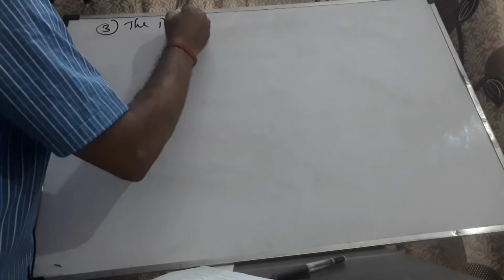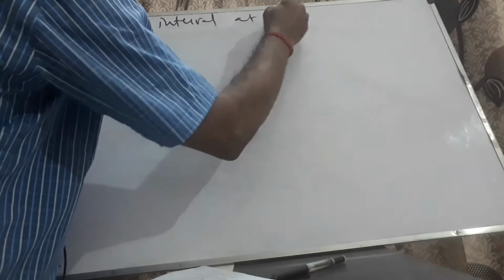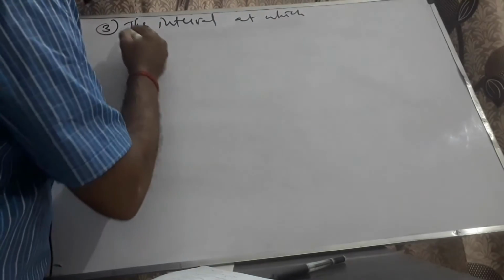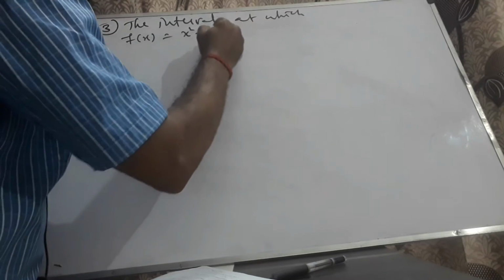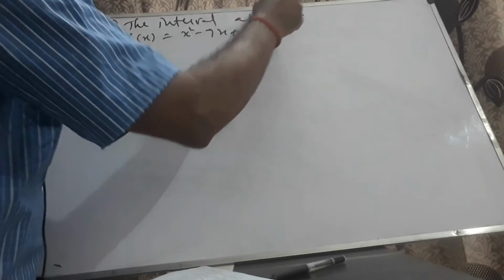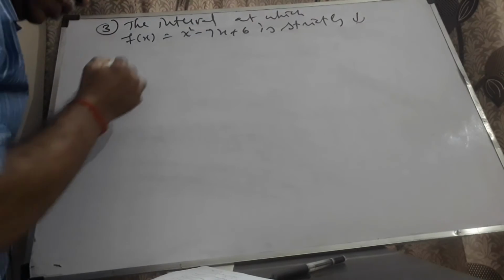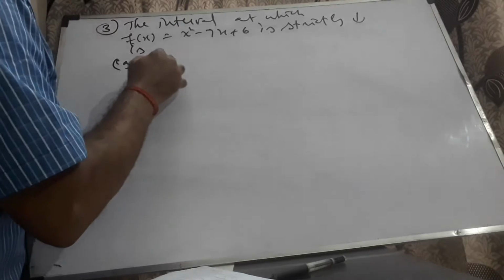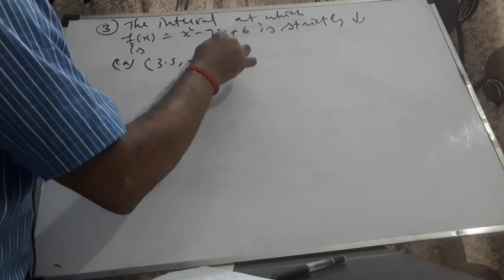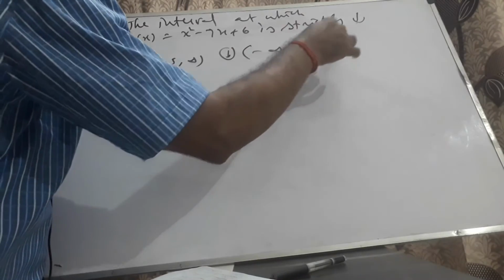The interval at which f of x equal to x square minus 7x plus 6 is strictly decreasing. You are allowed to use this symbol. Decreasing is solution A, 3.5 comma infinity open interval, and solution B, minus infinity comma 3.5.